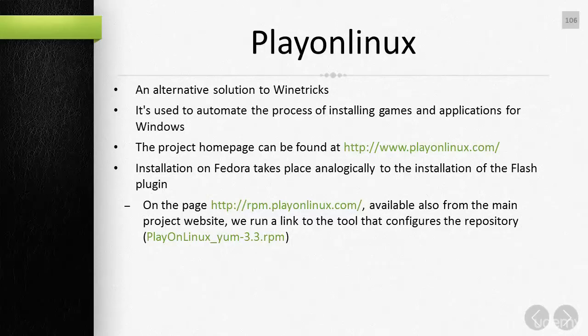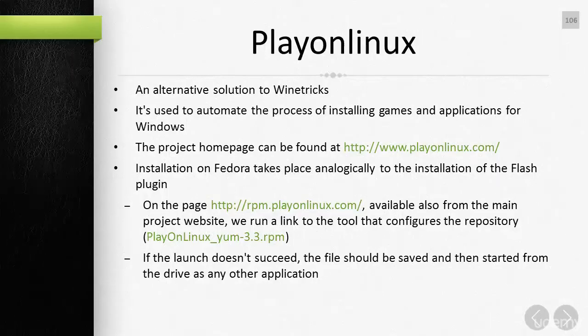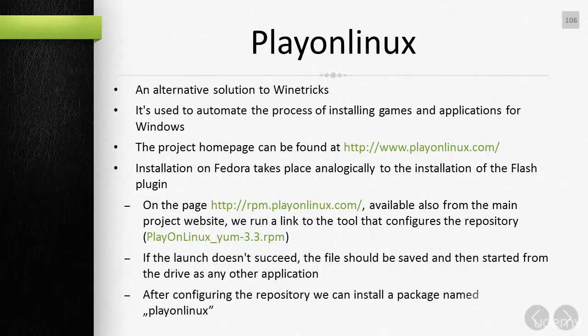First, enter the website of the project. There you'll find a link to the repository configuration utility, just as it was in the case of Flash. Next, download the repository configuration that then will automatically be added to our system. Usually, you just need to click on the link, enter the administrator's password, and the rest of it will happen automatically. If for some reason this fails, right-click on the link and download it to your disk. Then double-click on the application. This should solve the problem. Once you've added the repository, you'll be able to install Playonlinux from it.